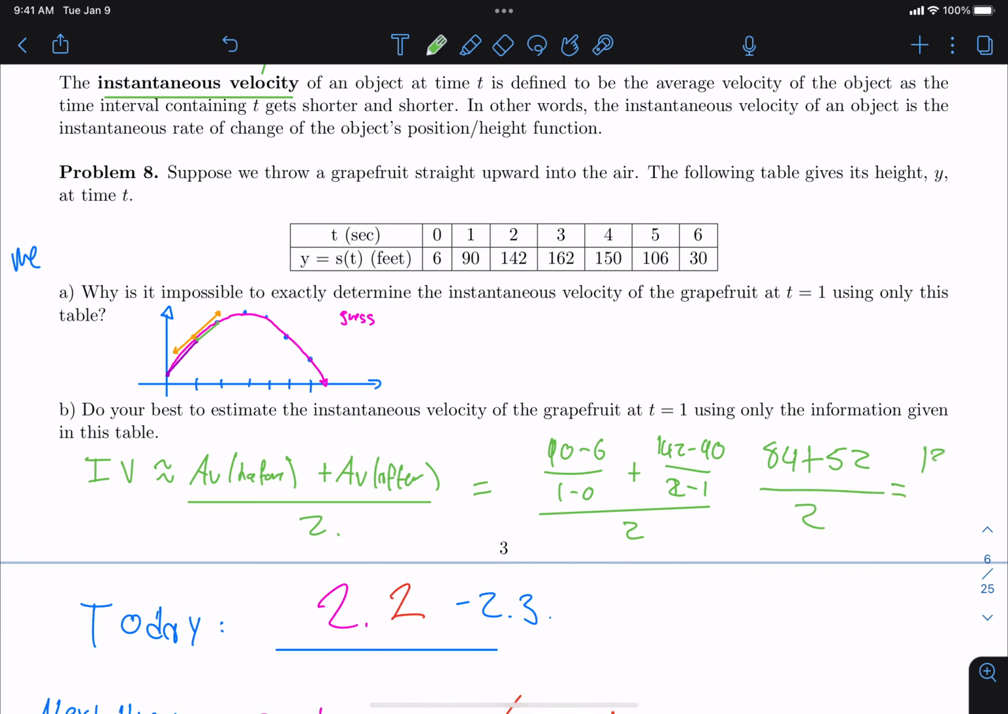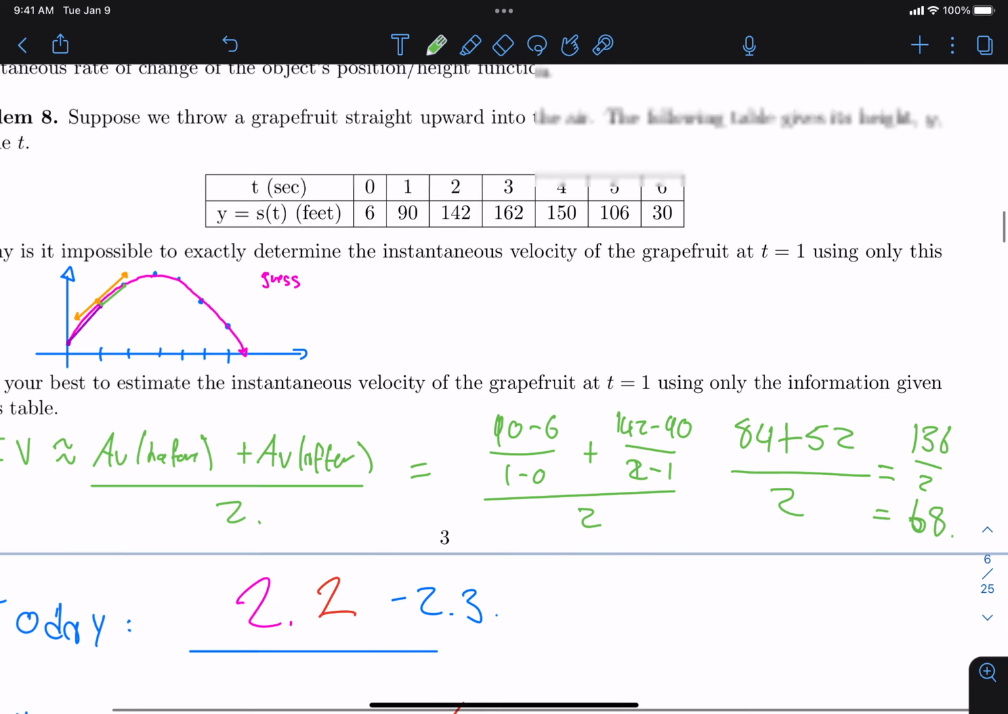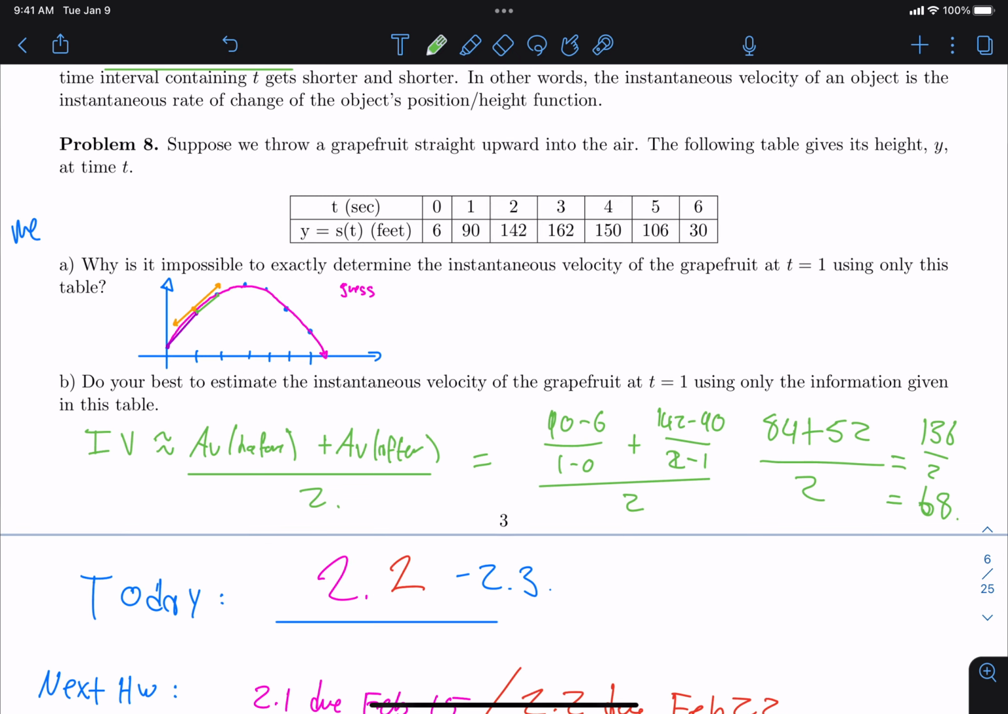We get 136. Is that right? Over 2, which would be 68, I think. Are we happy with that, or did I make a numerical mistake there? Okay, seems like we're happy.